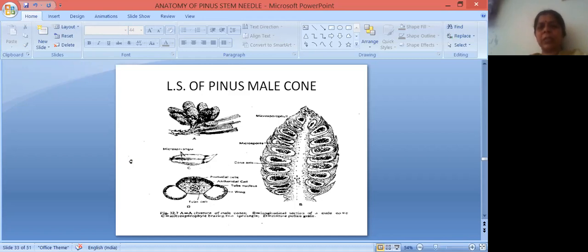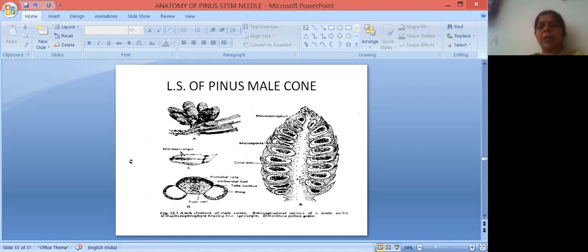Now coming to this central axis, it is the LS of the male cone. It is the central axis of the male cone. There are approximately 60 to 150 microsporophylls arranged spirally. Look at this picture. This is one triangular microsporophyll, 1, 2, 3, from a minimum of 60 up to 150. And these are the microsporangia. In the center of the microsporangia, several microspores are developed by the meiotic or reduction division of the microspore mother cells.